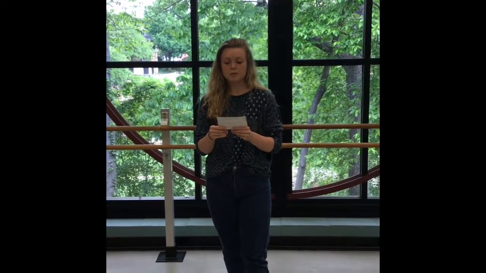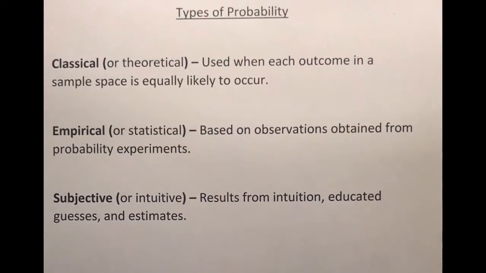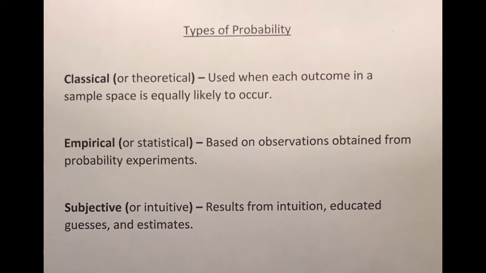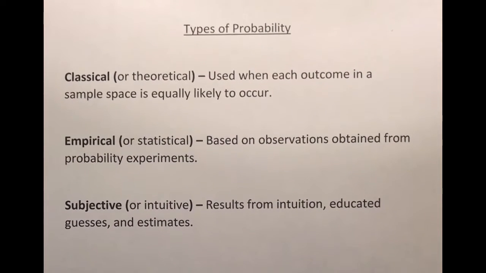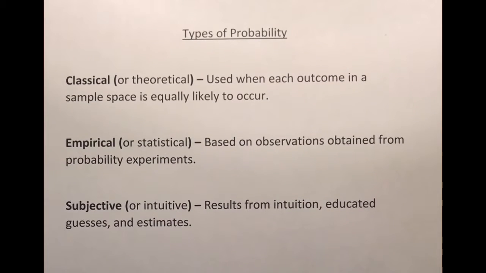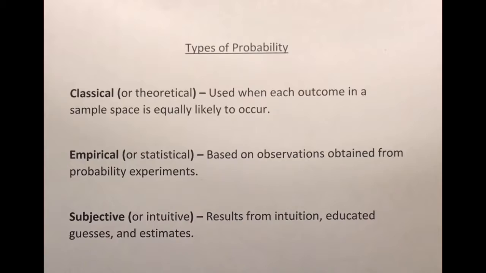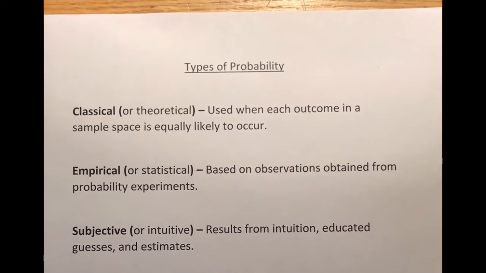Let's go into the law of large numbers. As an experiment is repeated over and over, the empirical probability of an event approaches the theoretical or actual probability of an event. The 3 types of probability are classical, empirical, and subjective. Classical or theoretical is used when each outcome in a sample space is equally likely to occur. Empirical or statistical probability is based on observations obtained from probability experiments. Subjective or intuitive probability results from intuition, educated guesses, and estimates.